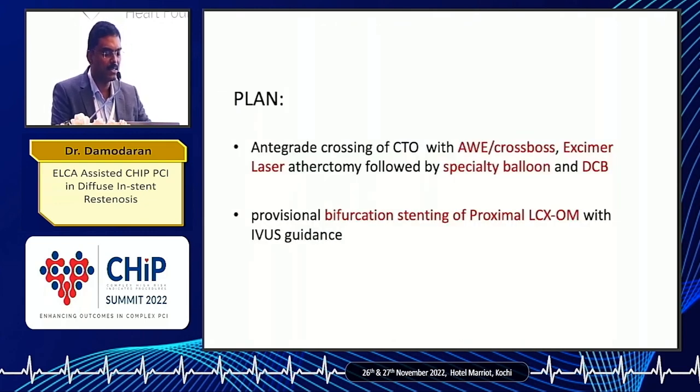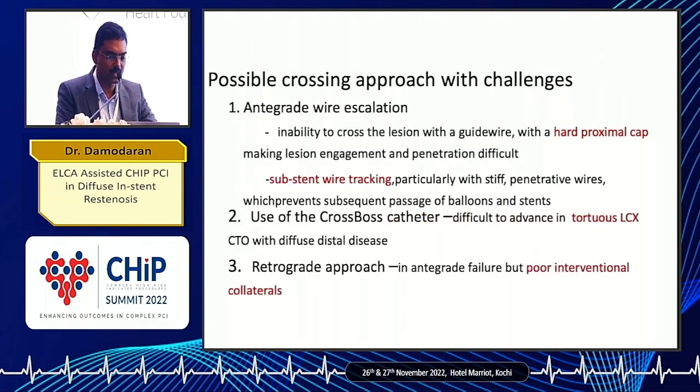And our plan in this case is not merely antegrade wire escalation, obviously long segment occlusion. If we have some challenges, we wanted to go for a hybrid approach, both antegrade wire escalation with the crossbars and also atherectomy with laser and specialty balloons. For the LCX OM, we wanted to do a provisional bifurcation stenting.